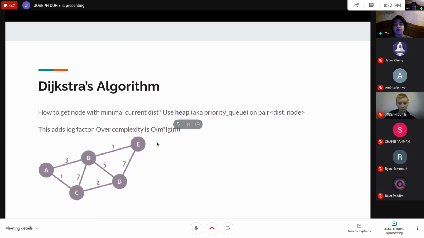Across the lifetime of the heap, you'll be pushing and popping at most m items, but at any one time the heap only goes to size n. So operations take log n, and there are m operations total, so it's m times log n.